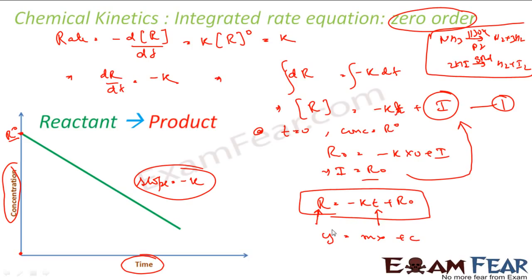So this is the reaction we got. R is equal to minus Kt plus R naught. If you compare this with y is equal to mx plus c, and you put y as concentration and x as time, then you'll get a graph like this with slope of minus k and initial concentration R naught. And you see, as the time goes on, the concentration of reactant decreases, and it goes down.